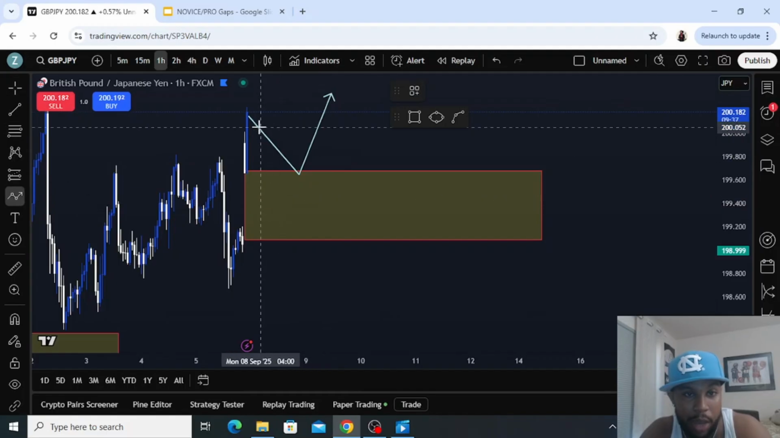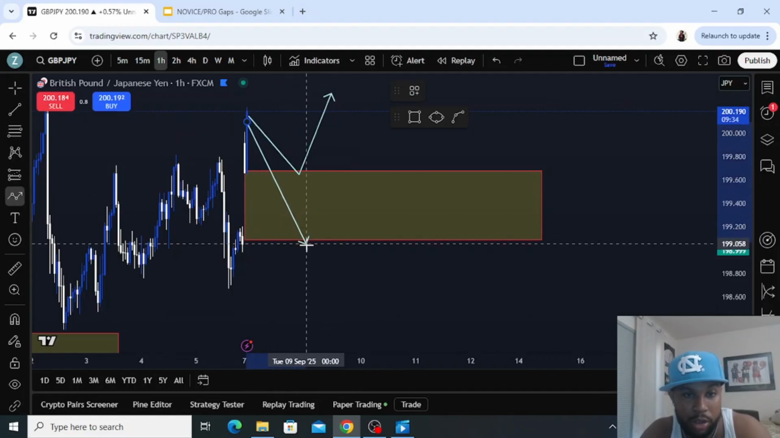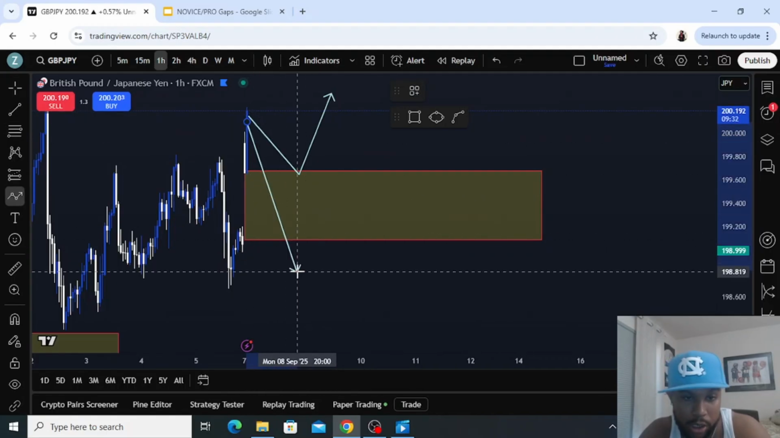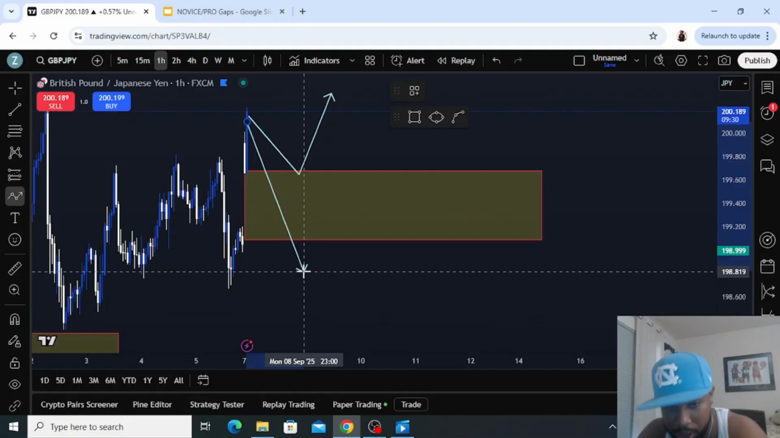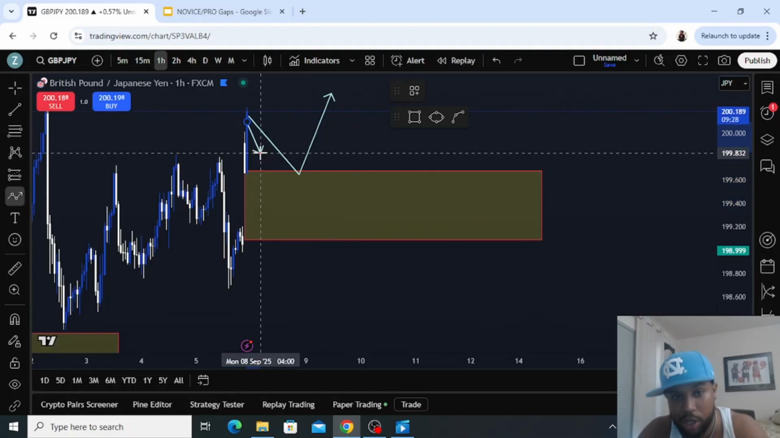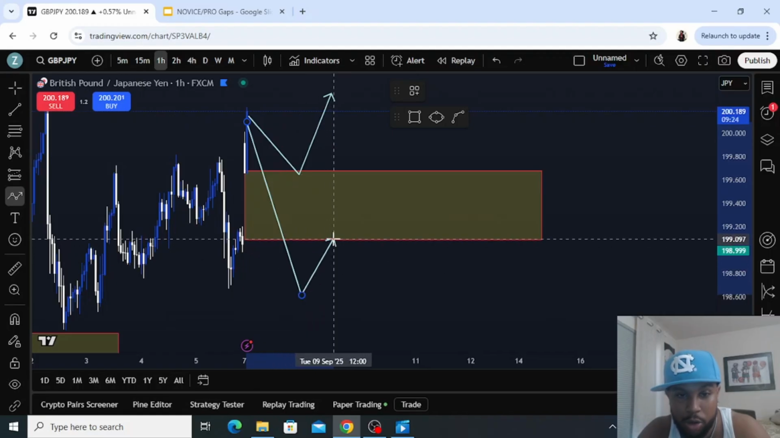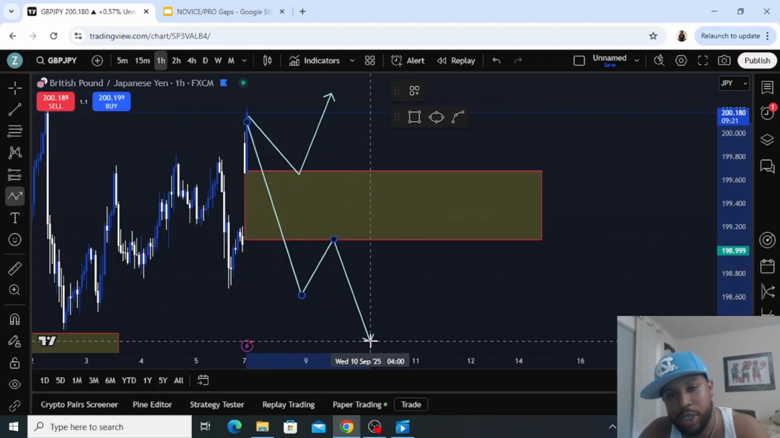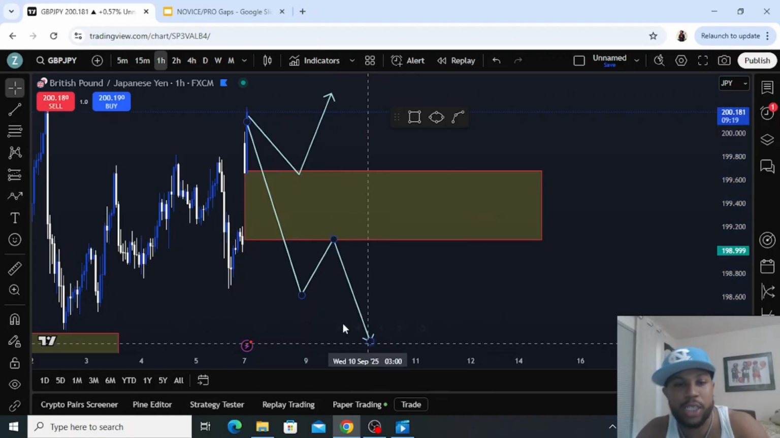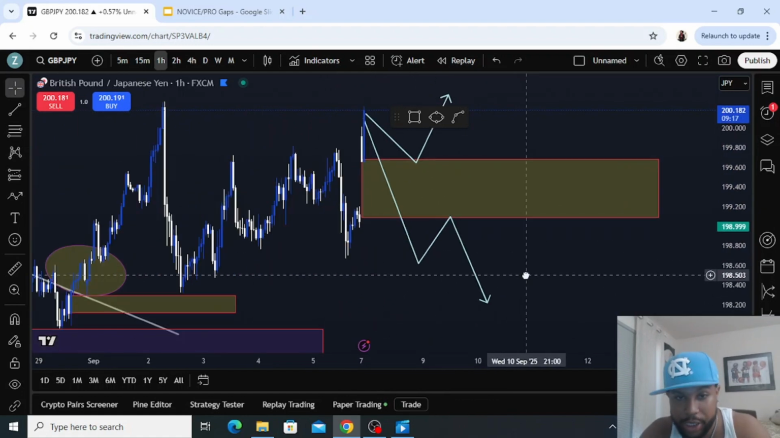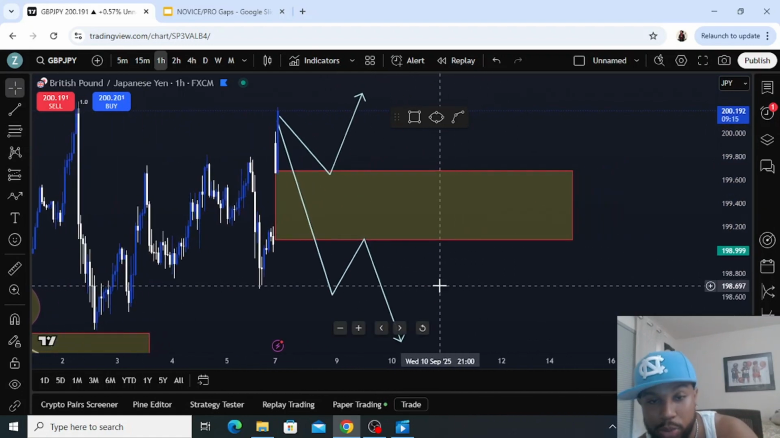The other thing that can happen is price comes down, completely fills this, which would make it a novice gap if it did this, but price would come down, completely fill this, come back to the zone, reject it, and keep going down. So that's exactly how I would trade this gap, and this is exactly what I'm going to be looking at this week.